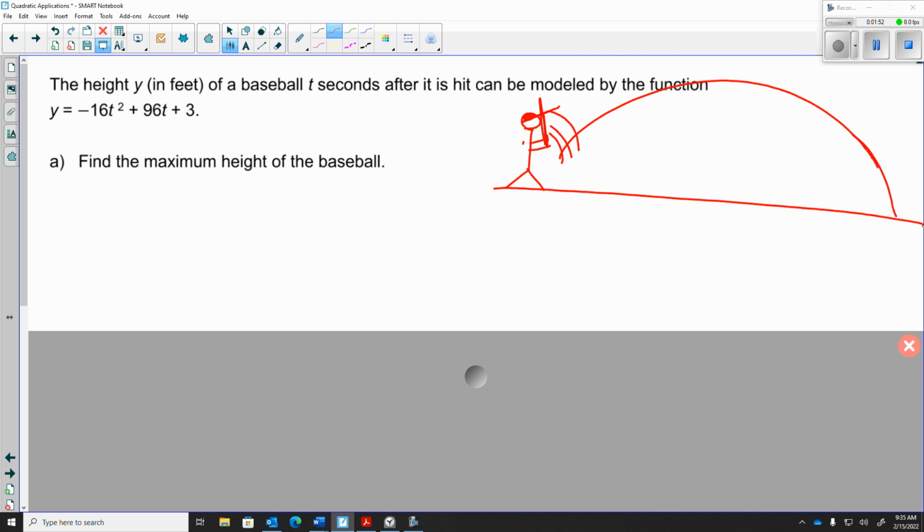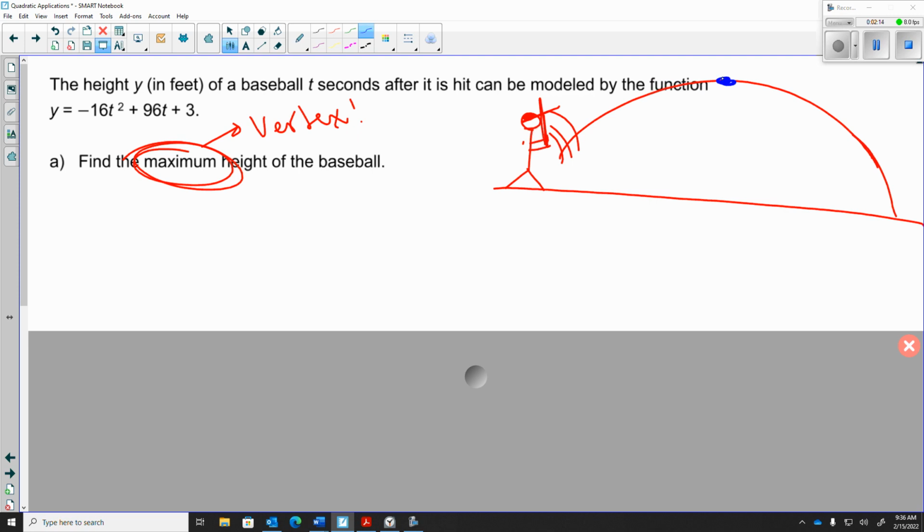Okay, so the ball flies through the air. That's the picture. It's a bad picture, but it's a picture nonetheless. It says find the maximum height. Where does the maximum height happen? The vertex. Remember, maximum. That means vertex. So the maximum happens right up here.